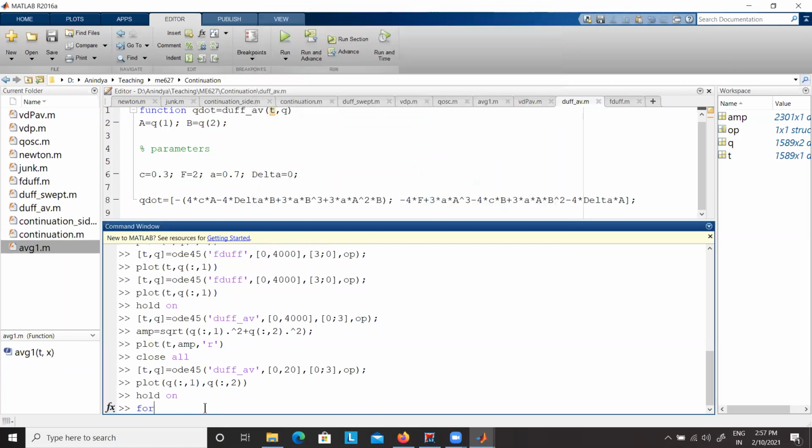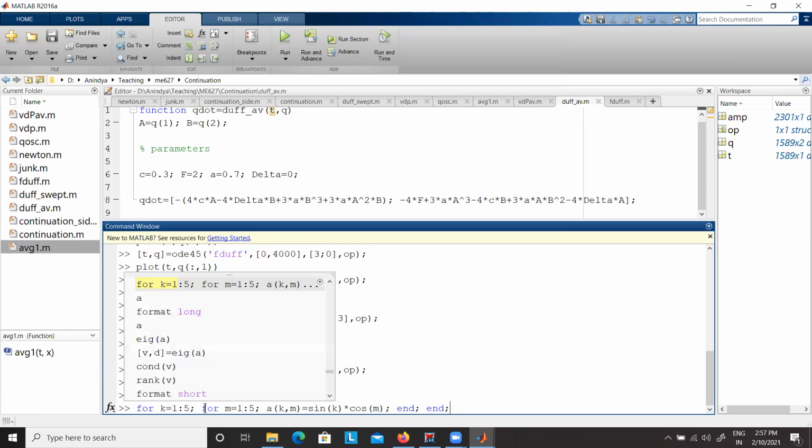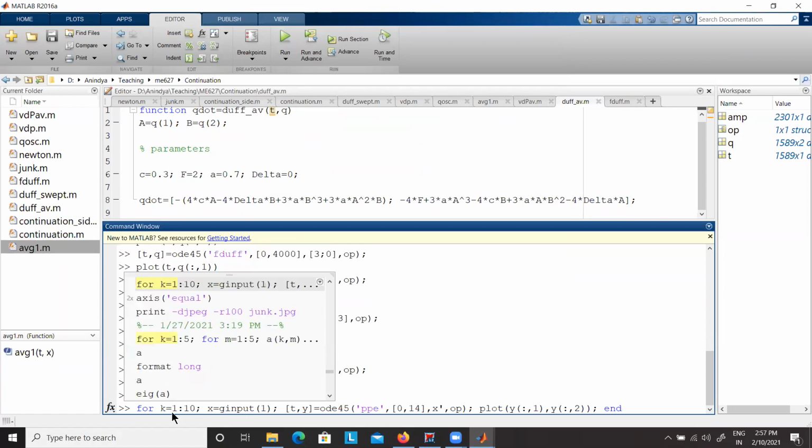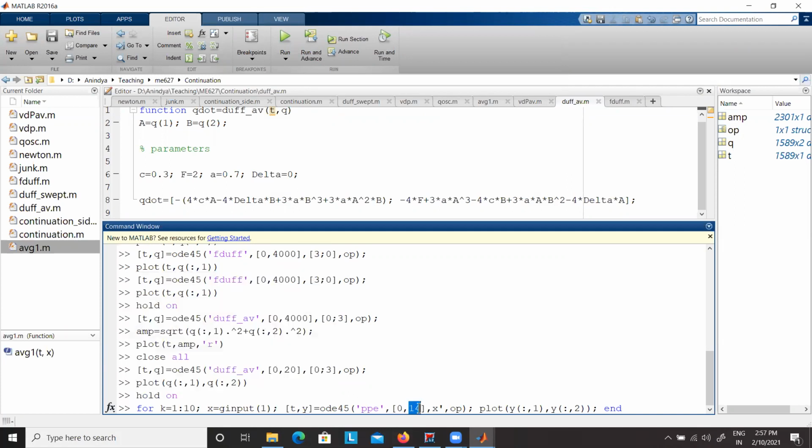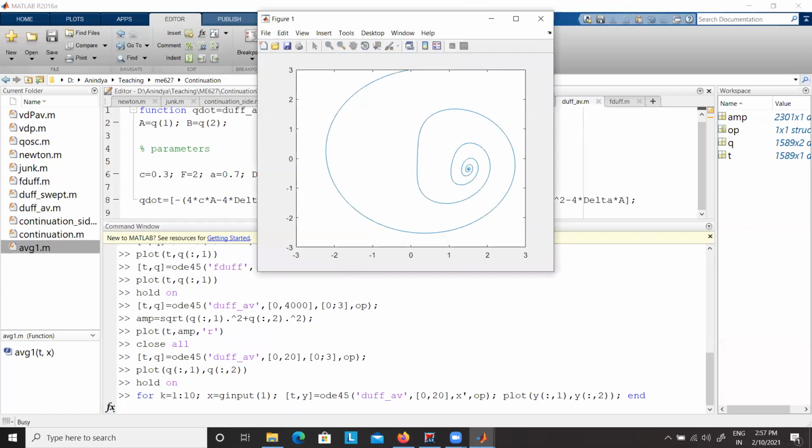Okay. So what I will do now is I will say, hold on. Then I will say for k equals 1 to 10, x is equal to g input. Then I will run it for 20 time units with that initial condition and Duffing average, and then I will plot. Okay. So then I'll get a phase portrait. Clear? I have done this before. Yes, sir. Okay. So here I will get a new phase portrait now.